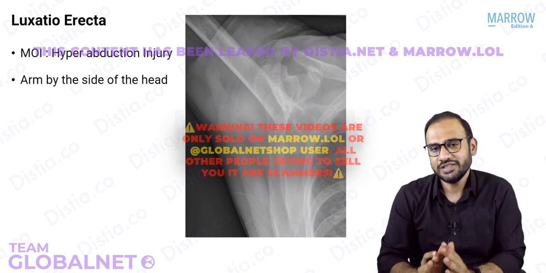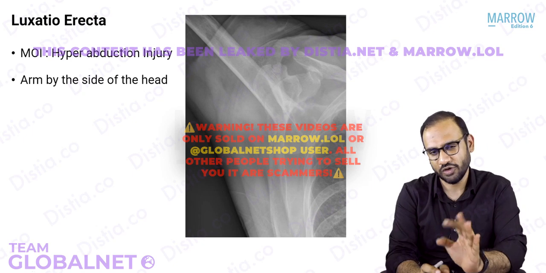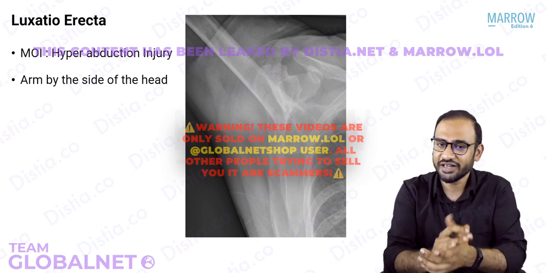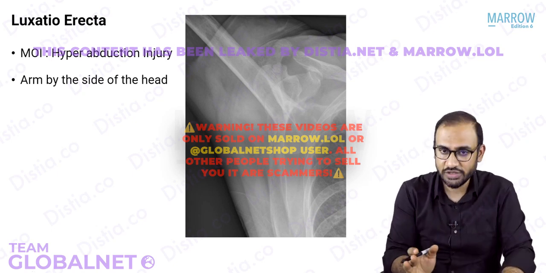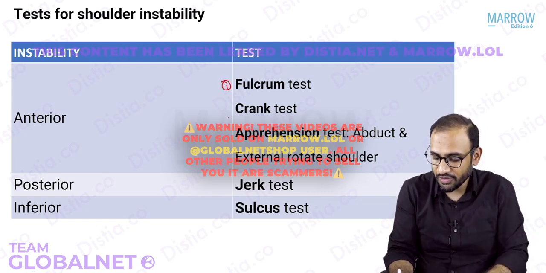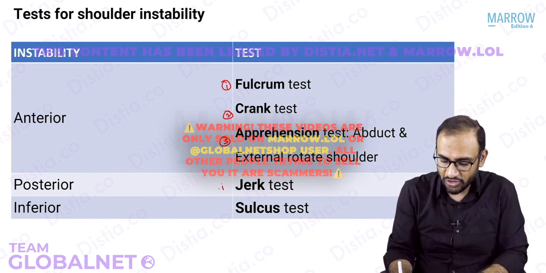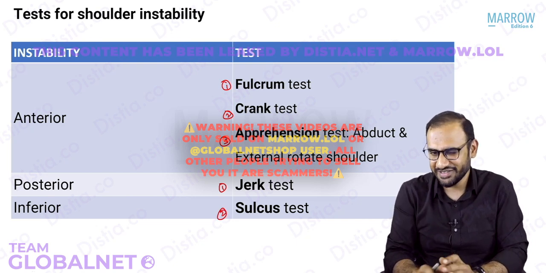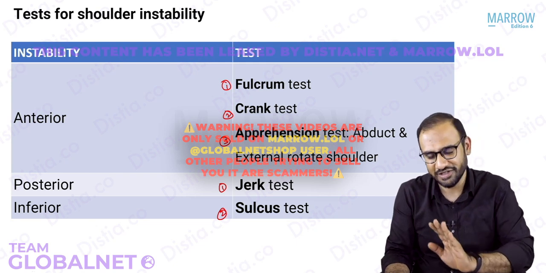Now, the last thing that I want to discuss here is shoulder instability. Whenever there is a dislocation, I've told you there is a soft tissue injury which will make the shoulder even more unstable, making it recurrently dislocate. So what are the tests for instability of the shoulder? Sometimes they ask you this. For anterior instability, you have fulcrum test, crank test, and apprehension test. For posterior instability, you have jerk test, and for inferior instability, you have sulcus test. There is nothing to understand here. These are the names of the tests. You just need to know the names. That is enough for your exam.